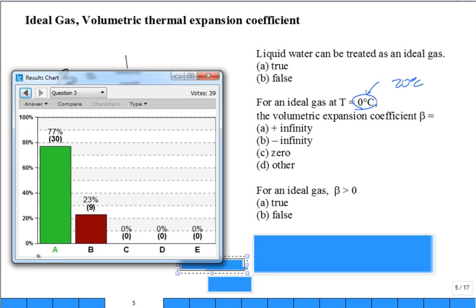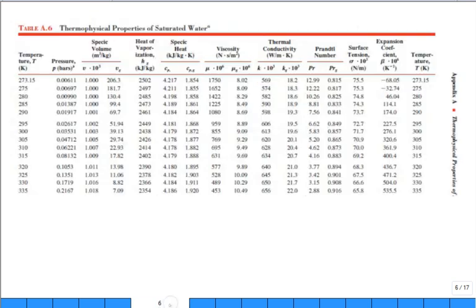Beta is always going to be greater than 0 for an ideal gas. For an ideal gas. True? All right. Somebody says, can we solve problems with other fluids like water? Let's say you said don't use 1 over T for water. Well, where am I going to get beta, Professor?